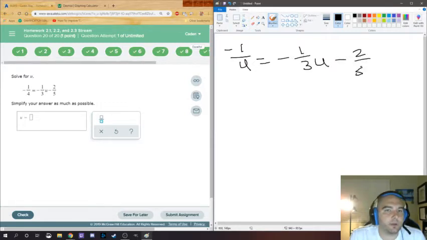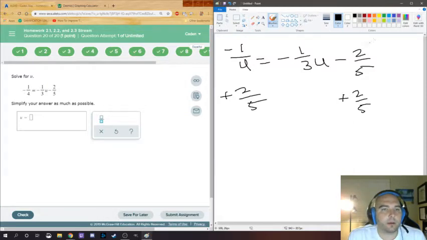So first you need to identify what needs to move. We're going to solve for u, right? So we don't want the negative 1/3 over here. And we don't want the negative 2/5. So I need to add or subtract what I can first. And 2/5 is addable. So I am going to add 2/5 to both sides.